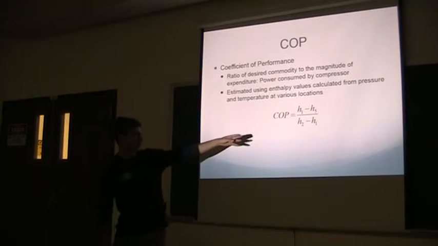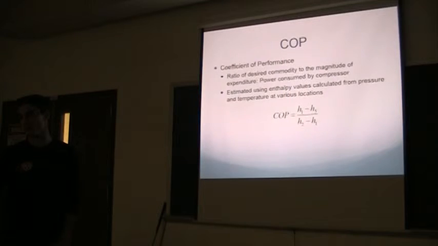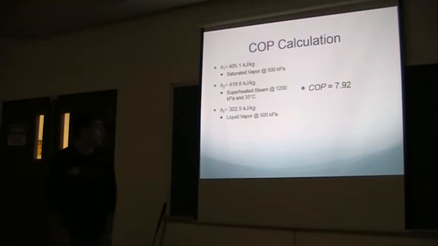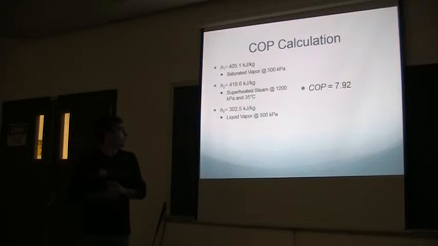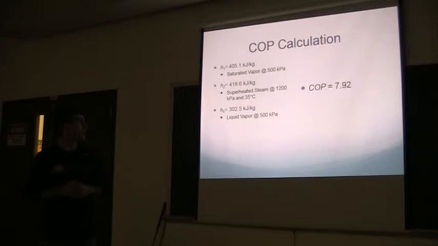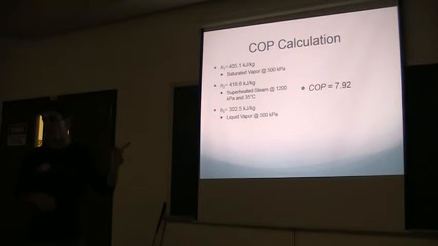For our case, it's going to be points 1, 5, 2, and 1 of the places where we're going to find enthalpy. So for my initial calculations and predictions, the first enthalpy is the enthalpy at the saturated vapor point. I found that at 500 kilopascals to be 405 kilojoules per kilogram.